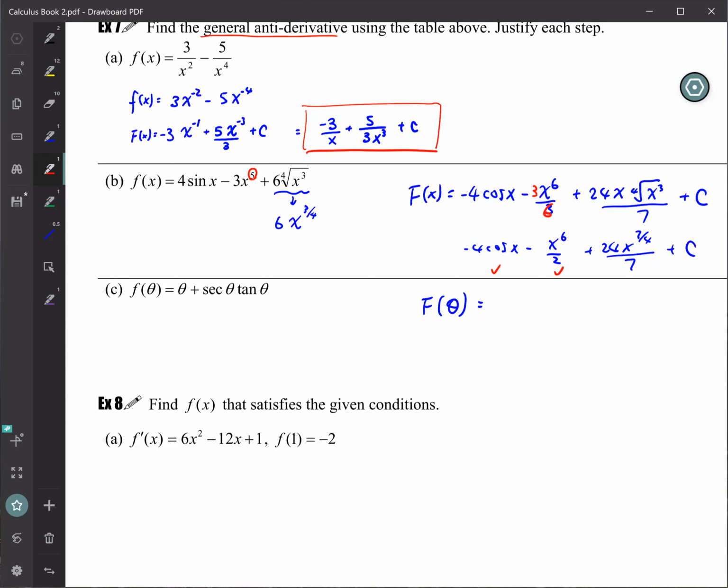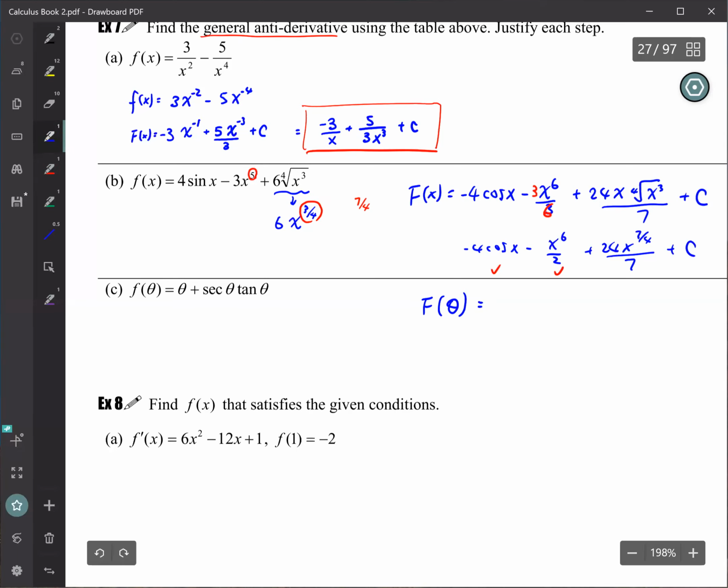And then x to 3 over 4. Same thing, you take the exponent and add 1, which becomes 7 over 4. And then you divide by 7 over 4. When you divide by 7 over 4, it's like multiplying by 4 over 7. You need a reciprocal, right? So it will be 6 times 4 over 7.